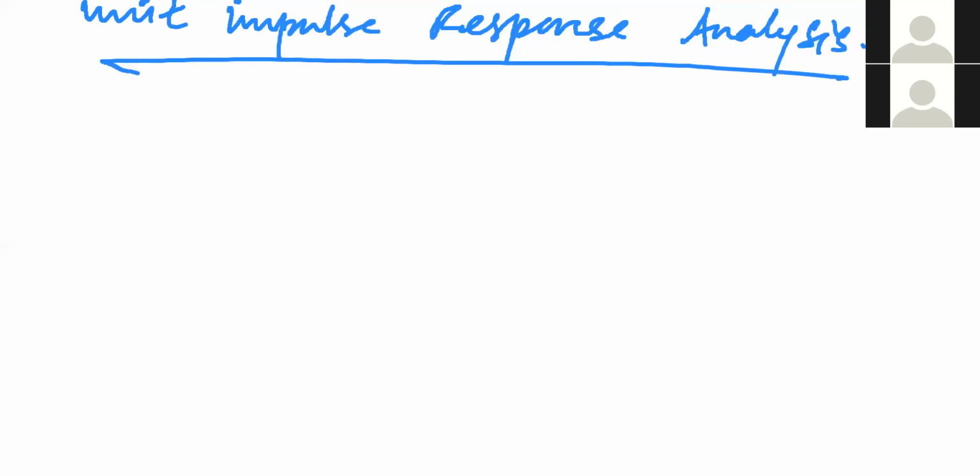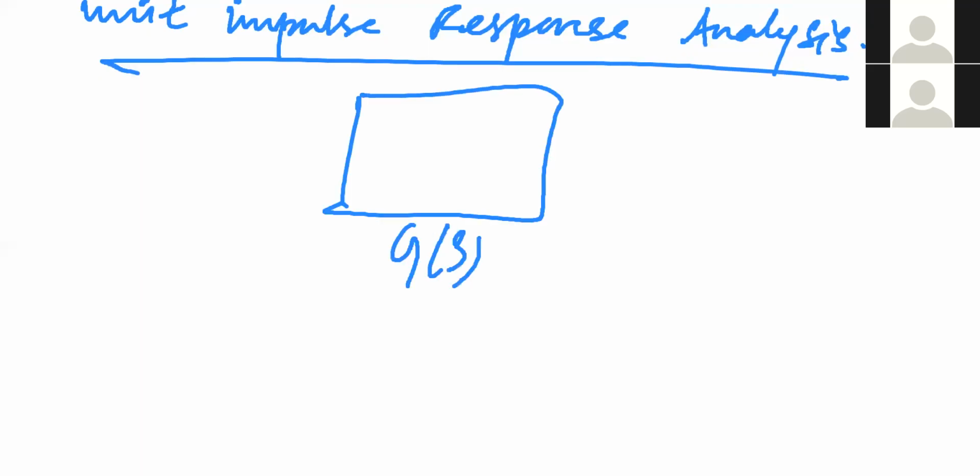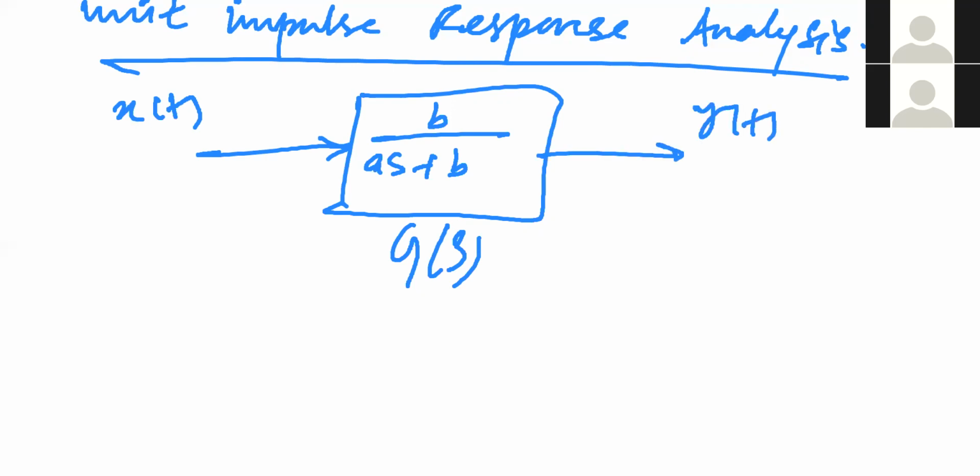So again, we have G(s), which is equal to b divided by as plus b. Then we have the input function x(t) and the output function y(t), and we can also write y(s) and x(s). So in the unit impulse response function, the input is an impulse function with magnitude equal to 1.